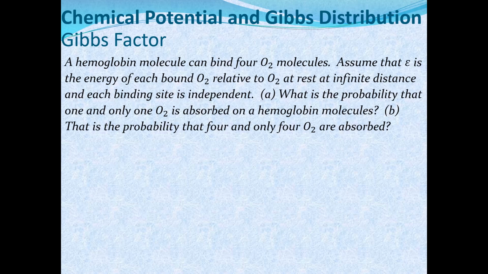But for the most part, it's just going to look a little bit different from what you get. All right, so the question is, what's the probability that one and only one oxygen molecule is absorbed on a hemoglobin molecule, and then the probability that four and only four are absorbed. So pause the video, work on this stuff, and we'll go over it in a second.